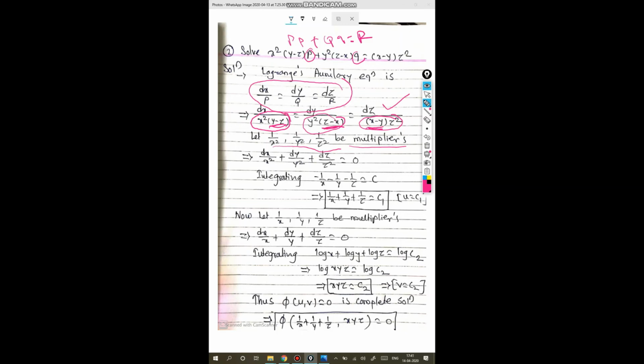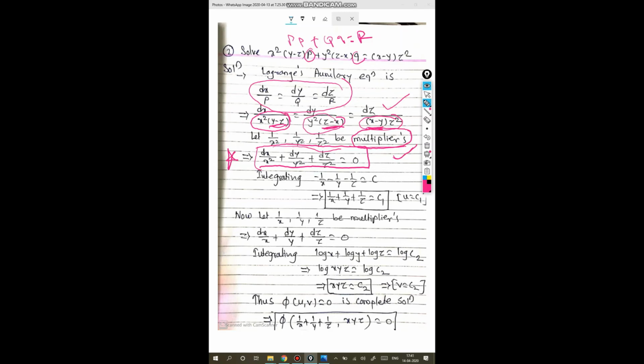So the sum of the numerator, this is the important thing, should be 0 because they are multipliers. The word multiplier itself indicates that the sum of the denominator is 0. So that indicates the sum of the numerator is 0, that is dx upon x square plus dy upon y square plus dz upon z square should be 0. Then only the denominator can be 0. That is what the theorem of equal ratio says.